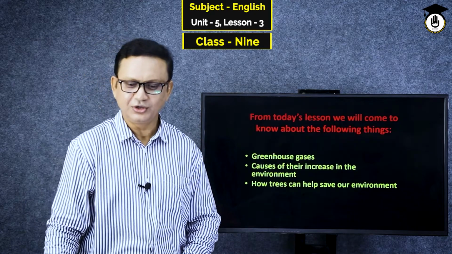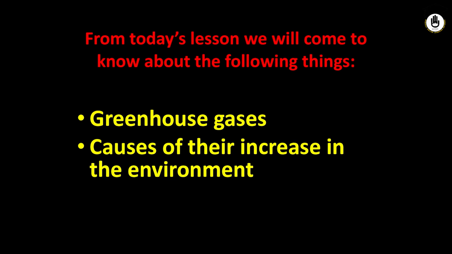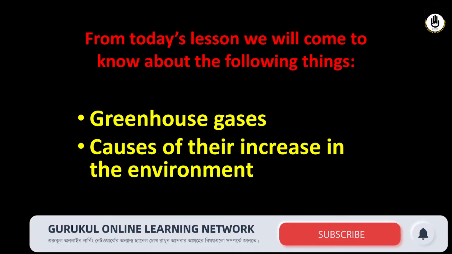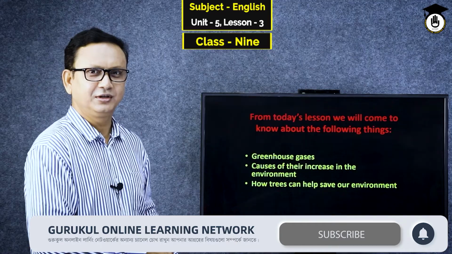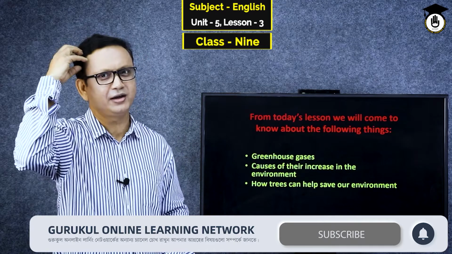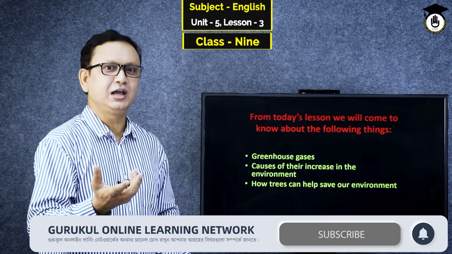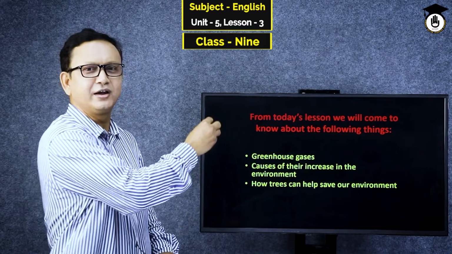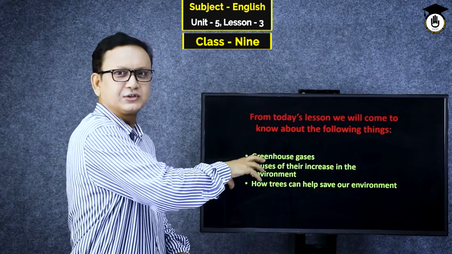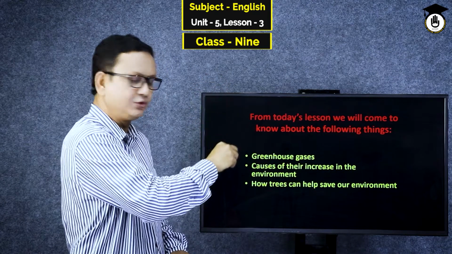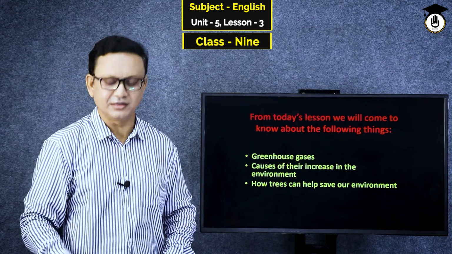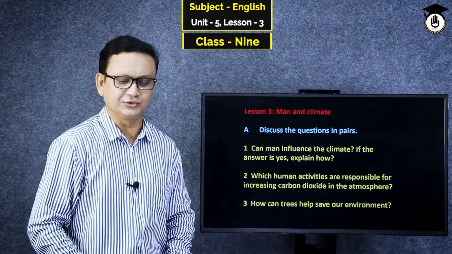From today's lesson, we will come to know the following things. First, we will know greenhouse gases. Second, causes of the increase in the environment. And third, how trees can help save our environment. Okay, dear students, keep these things in your mind, and after the lesson, you will ask yourself whether you have been successful to know the things. We will see later. Now, let us start the lesson.